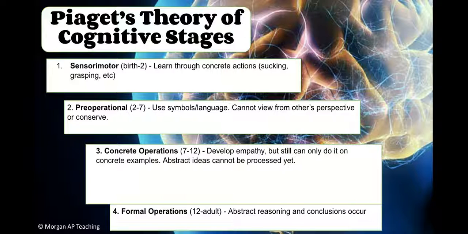The pre-operational stage is ages 2 to 7, using symbols, language. They start to develop that. They start to communicate. Like I said, use different symbols, but they can't really view from another's perspective or conserve things. So, they're very egocentric. They're seeing things from their own point of view. We'll get into later in the next slide, is that really true? But that's just Piaget's theory.